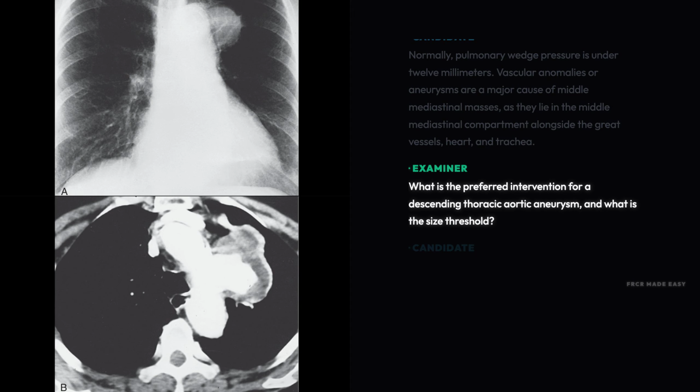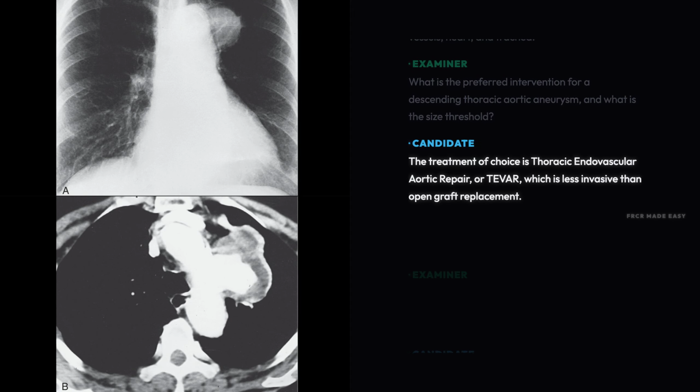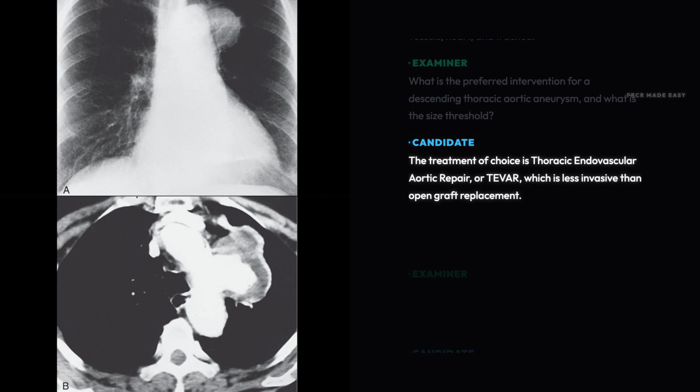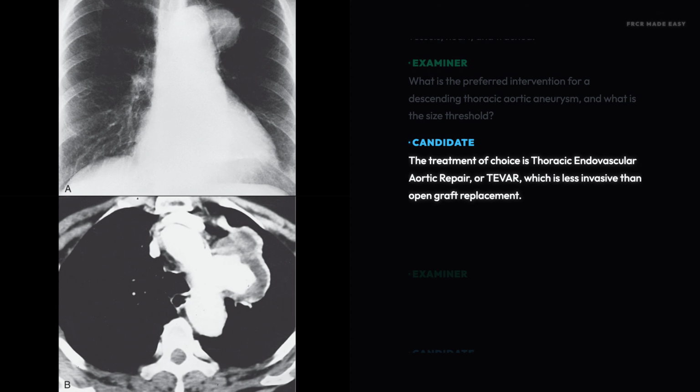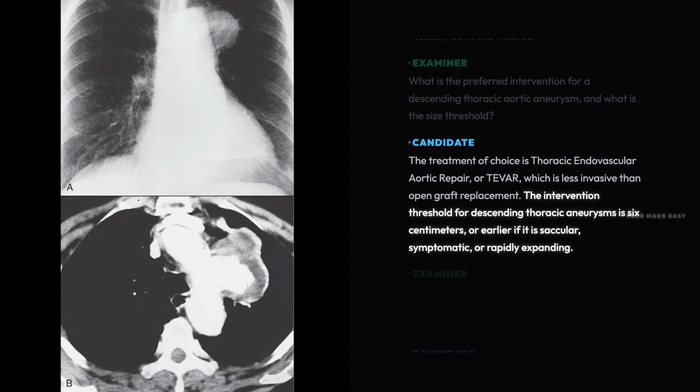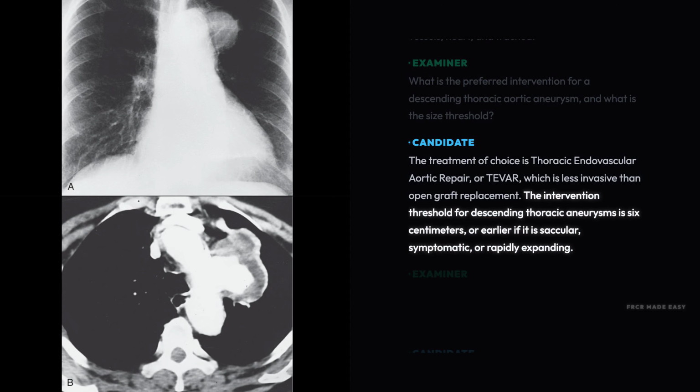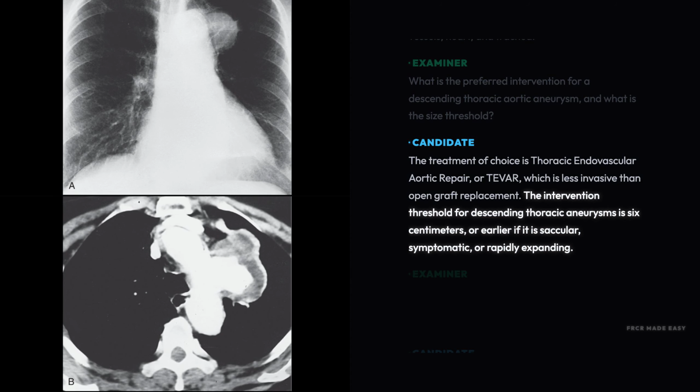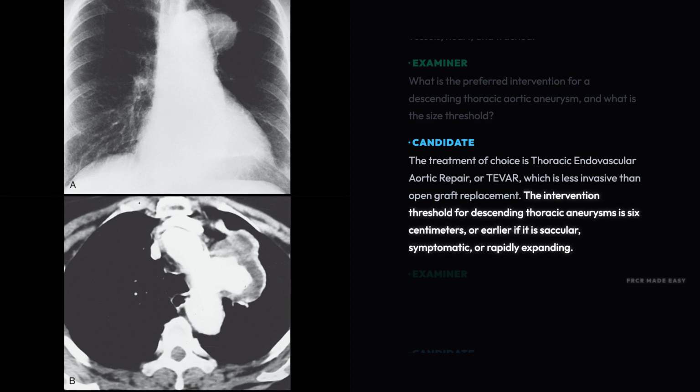What is the preferred intervention for a descending thoracic aortic aneurysm, and what is the size threshold? The treatment of choice is thoracic endovascular aortic repair, or TEVAR, which is less invasive than open graft replacement. The intervention threshold for descending thoracic aneurysms is 6 centimeters, or earlier if it is saccular, symptomatic, or rapidly expanding.